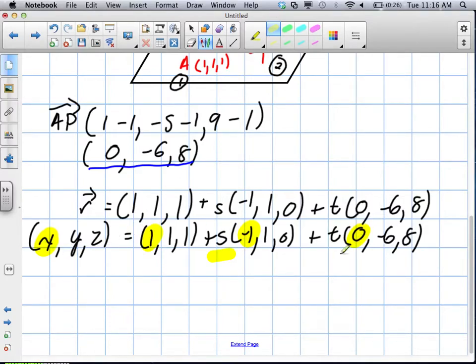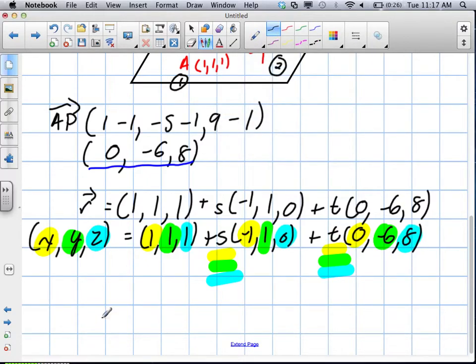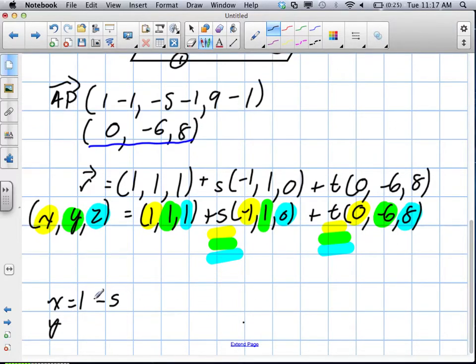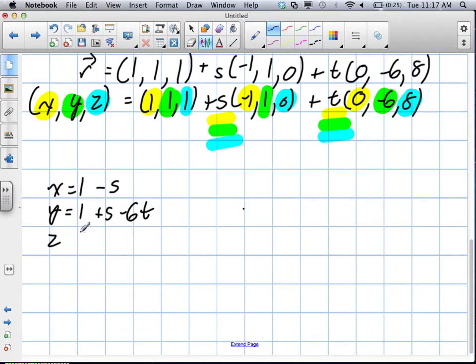Dealing with these, just going to highlight them quickly. Y deals with this 1, s again 1, and t negative 6. And finally z deals with the number 1, s 0, t 8. So parametric form, x equals 1 minus s, that's it, the t is a 0. y equals 1 plus s minus 6t. And z equals 1, there's no s, plus 8t.